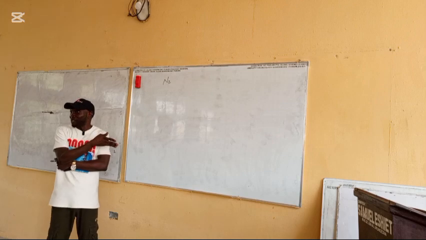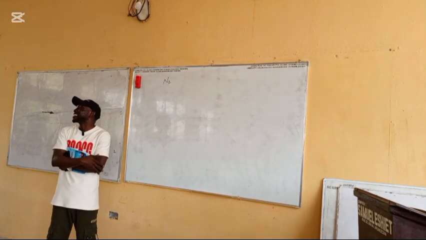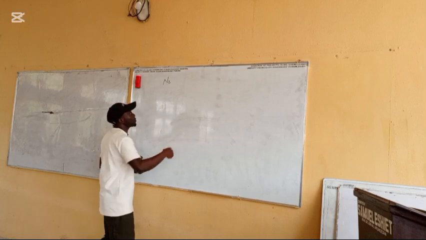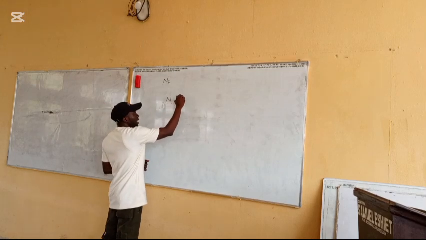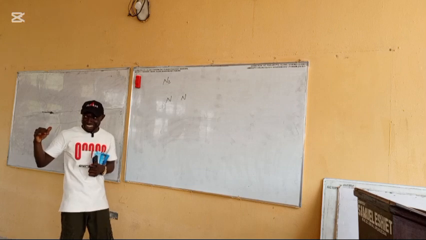They are what? Neighbors, right? So the central atom is still what? N. No central atom. So I'm going to do this. Watch. I'm going to do this. N and what? N. You understand, right?